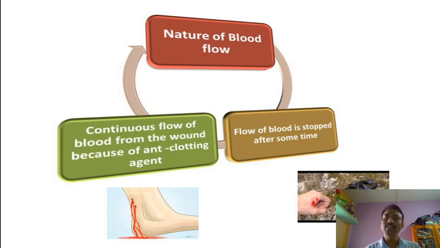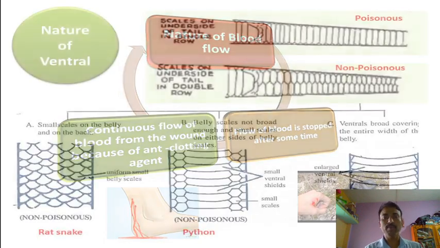In the case of, suppose, a non-poisonous snake biting me, for example a rat snake, after some time from my wound, initially the blood oozes from the wound. But after some time, the blood clots and stops oozing from my hand. Means what? The poison of the rat snake doesn't have the anticoagulant, and my body itself clots the blood. That's why the blood stops oozing. In this way we also identify poisonous and non-poisonous snakes through the nature of the blood.